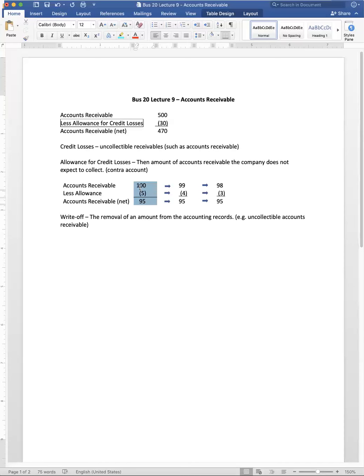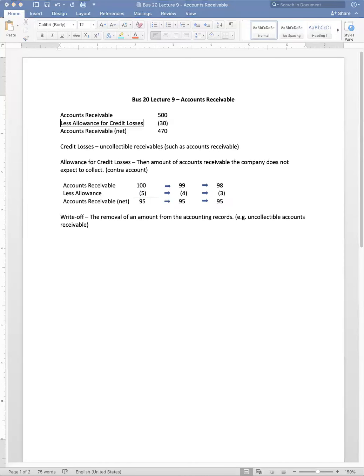So imagine that we do this at December 31st. We set up the receivables and we estimate how much we cannot collect. Then the following year, as we run our business, as we try to collect our receivables, we actually identify those people who won't pay. And when we find those people who won't pay, we do a write-off. We remove their receivable from the accounting records.